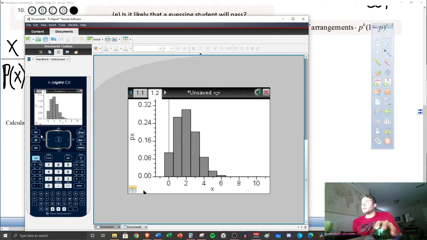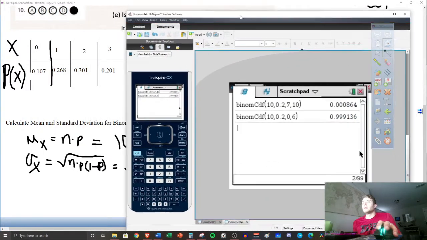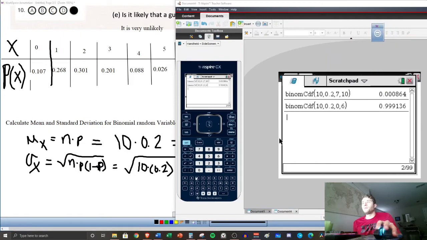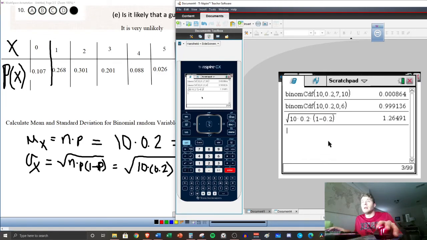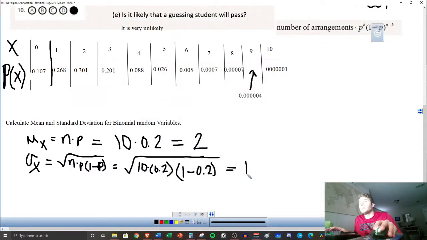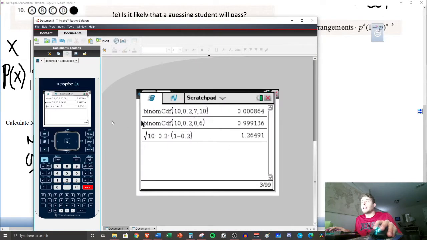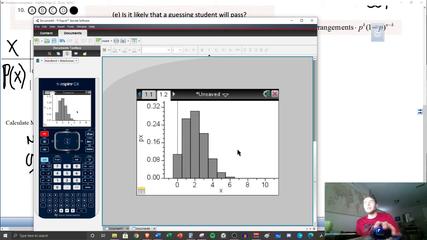I'm going to use my Inspire for this. So I want square root of 10 times 0.2 times 1 minus 0.2. So this is our value, 1.26, is the standard deviation. So you expect outcomes to be within 1.26 of the mean. And you can see that, look, these are still pretty likely to occur here. Everything else beyond that is pretty rare occurrence. You could get 4 correct, you could get 0.